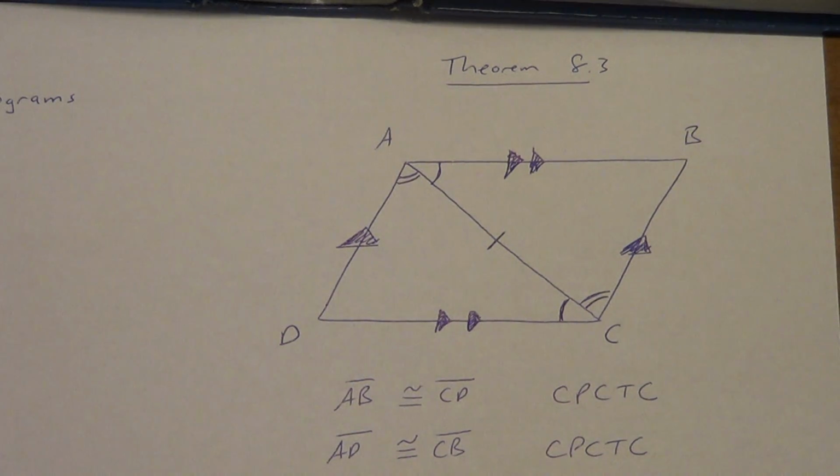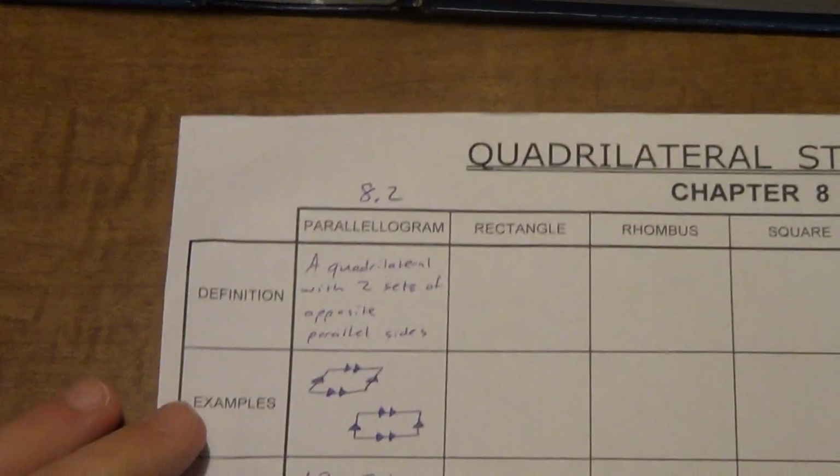You could say something like this. In a parallelogram, opposite sides must be congruent. Something along those lines, but definitely you need to know that anytime you have a parallelogram, the opposite sides have to be congruent. So let's come back to this sheet here.